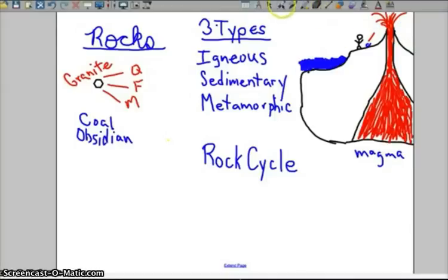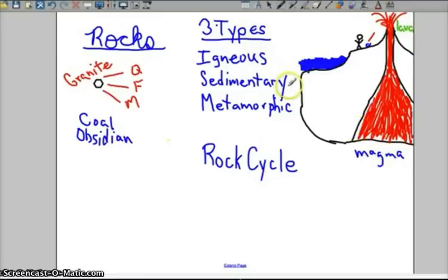Let me see if I can write that again. Let's write it in green. There we are. Well, anyway, that's what igneous rock is. Igneous rock is when the lava or the magma cools. That's what makes igneous rock.